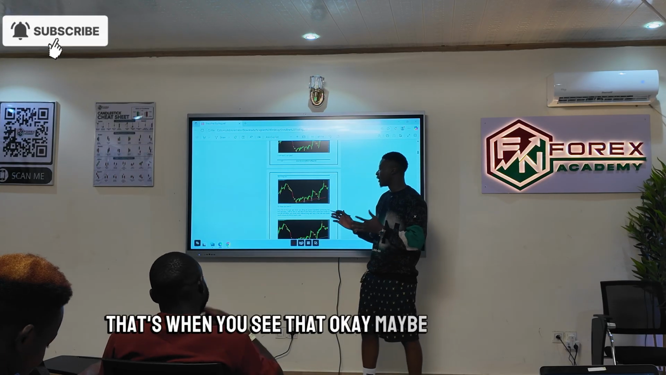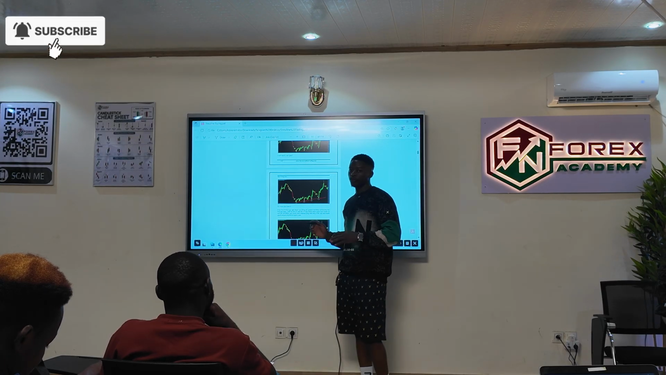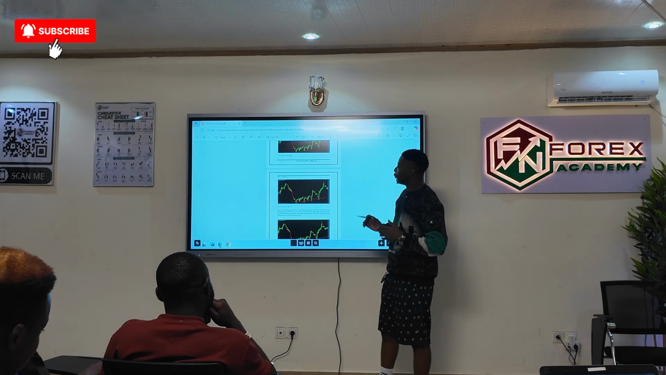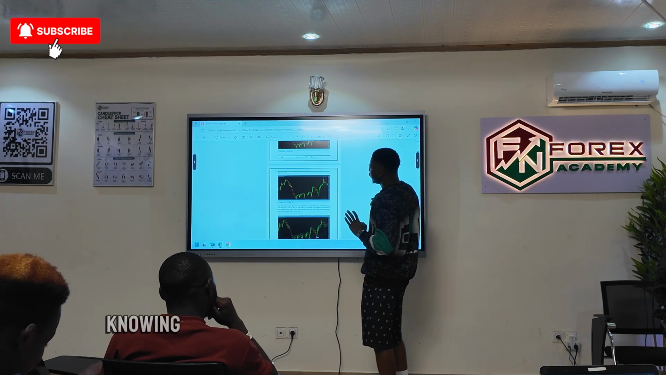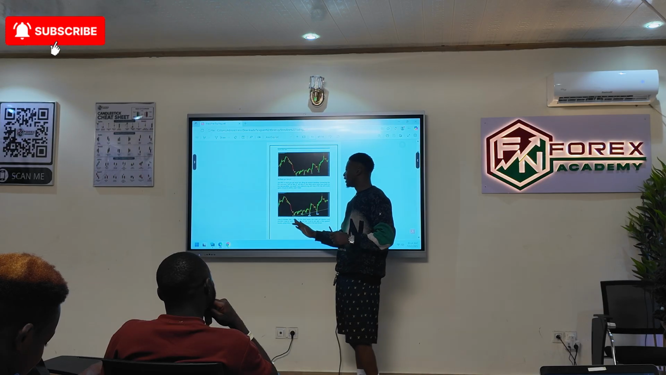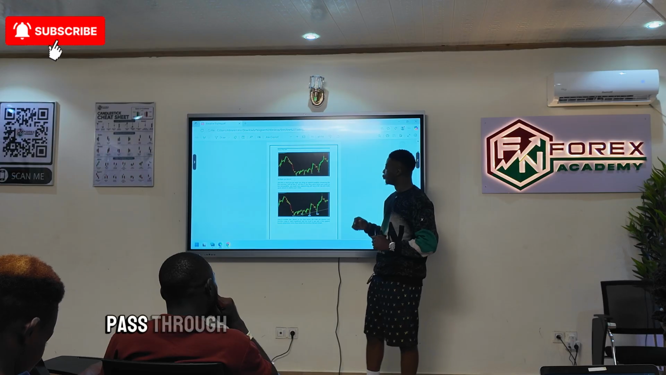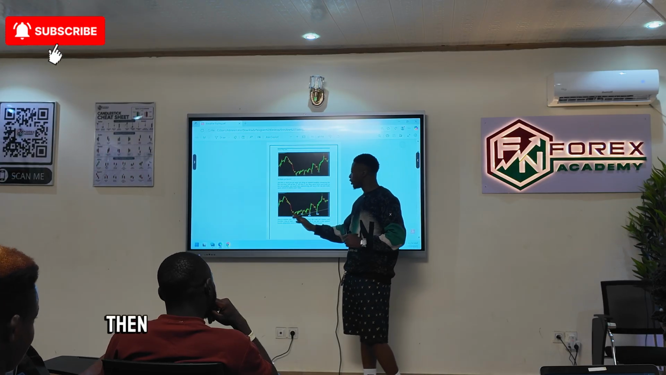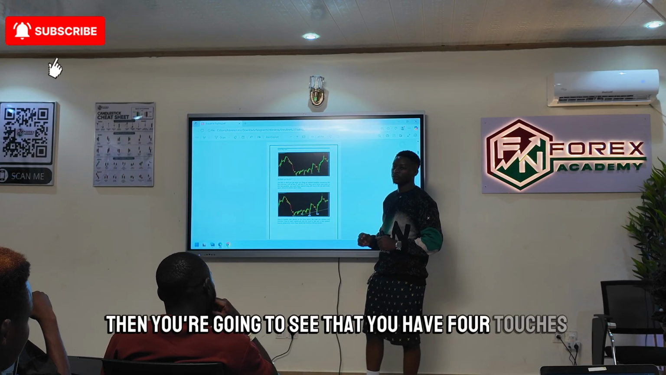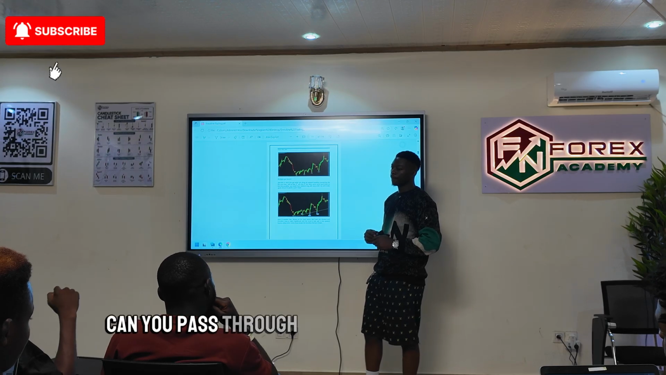That's when you see that, okay, maybe I can have 6 because I want to add these ones, which is a mistake. But if you are drawing knowing that for you to get a valid trend line, it has to touch just the wicks of the candlestick, you don't have to pass through the body of a candlestick, then you are going to see that you have 4 touches. You get? Can you pass through the wicks?